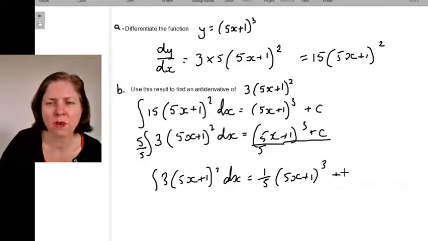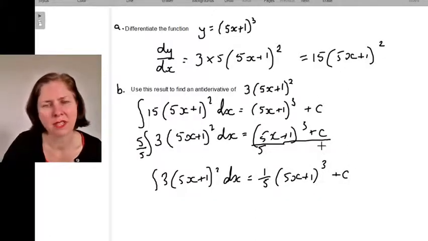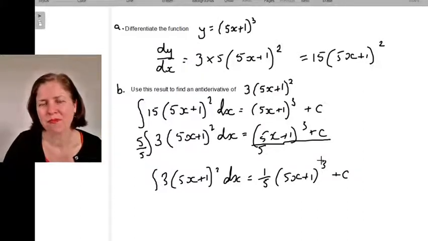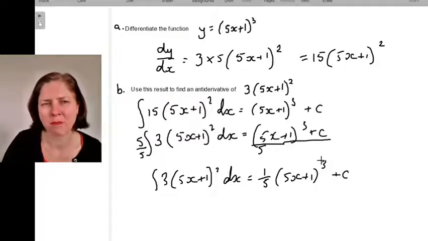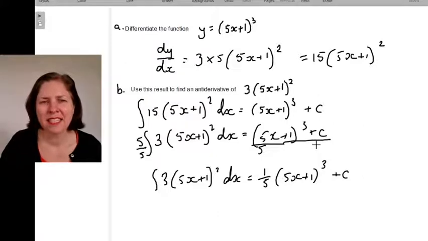Now, I'm just going to throw in a plus c, even though this c is different from the c I started with. It really doesn't matter because c is any constant number, any real number. So it doesn't matter whether it's divided by 5, it's still any real number. So this is how I do this, right?